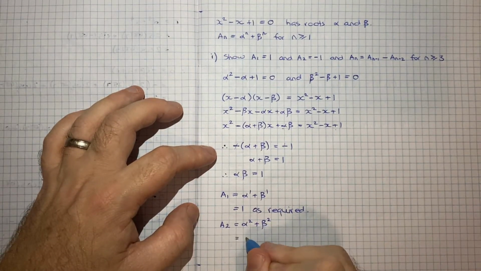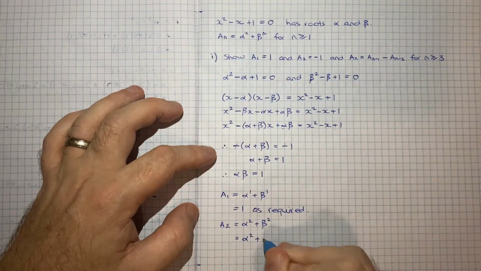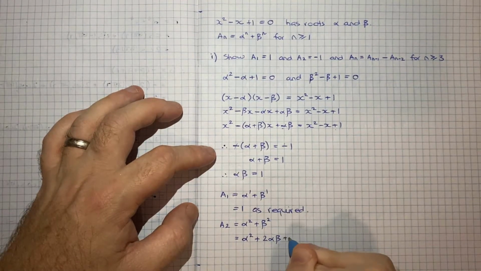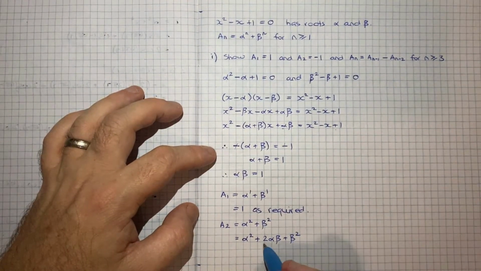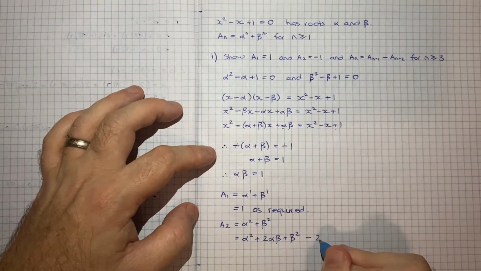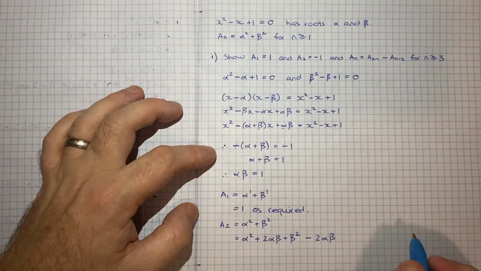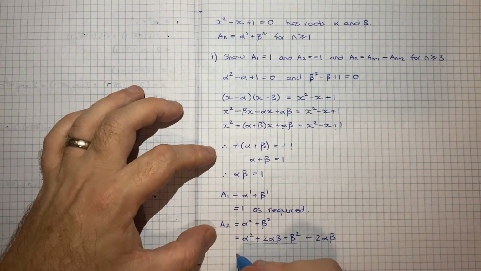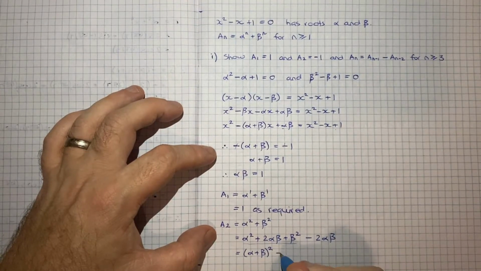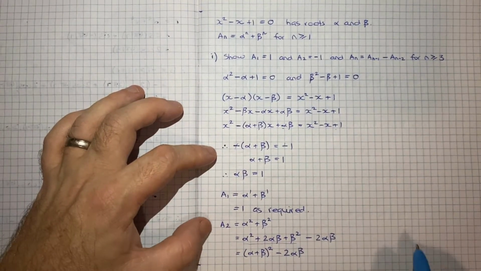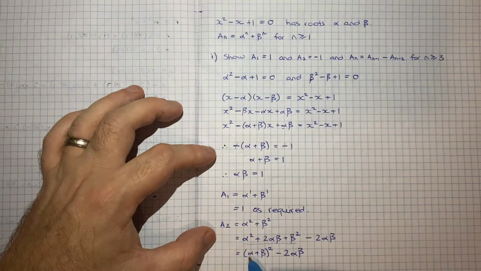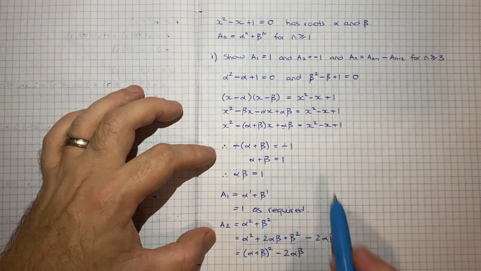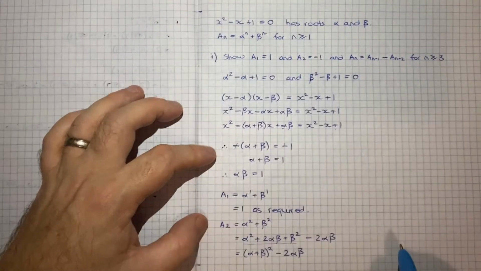So we'll go alpha squared plus 2 alpha beta plus beta squared. And if I'm going to add 2 alpha beta, I'll have to subtract 2 alpha beta just to make sure I haven't changed anything. We've now got our perfect square. So that's alpha plus beta squared minus 2 alpha beta. And now I've got it in terms of alpha plus beta, which I know, and alpha beta, which I know.